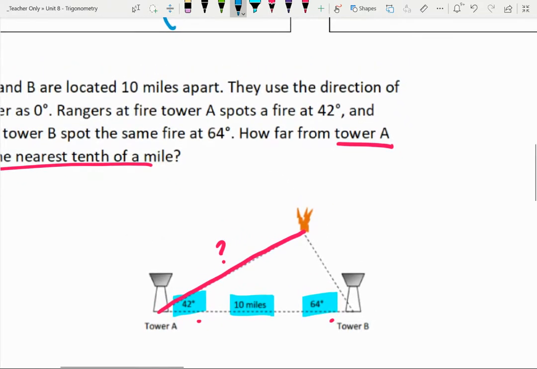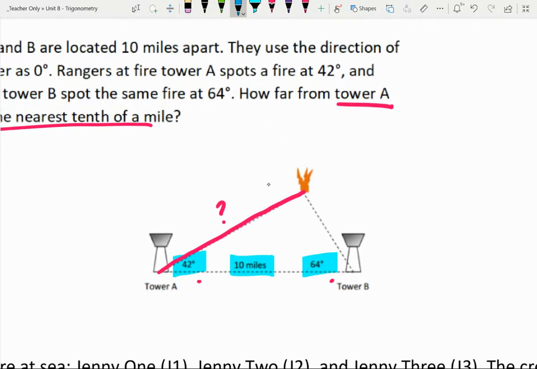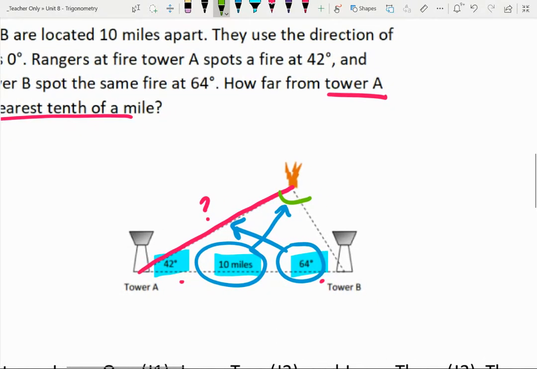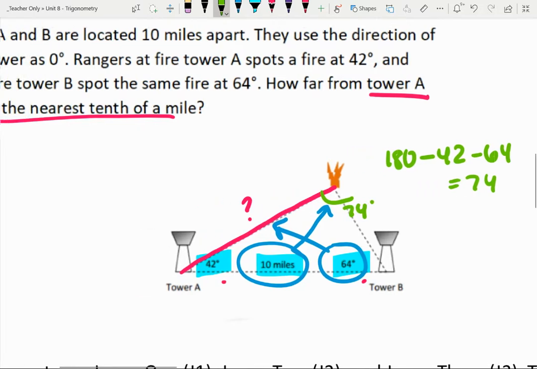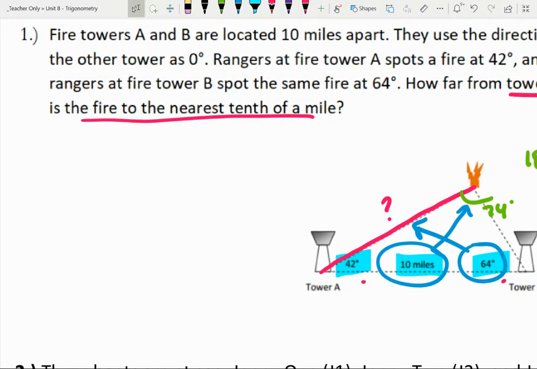Well, if we think about what we're given here, we are given 64 degrees, which is opposite of our unknown side, but we're also given a distance of 10, which is opposite of this third angle. Luckily, we can always find a missing angle if we have the other two, right? All angles inside a triangle add up to 180 degrees. So if we subtract our other angles, we get 74. So this angle here must be 74 degrees. And now this looks like an option to use the law of sines.